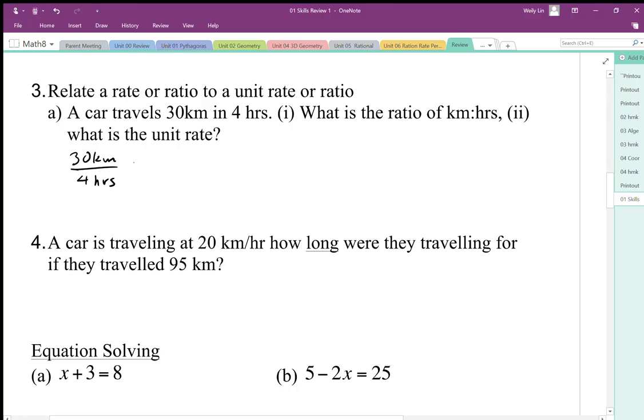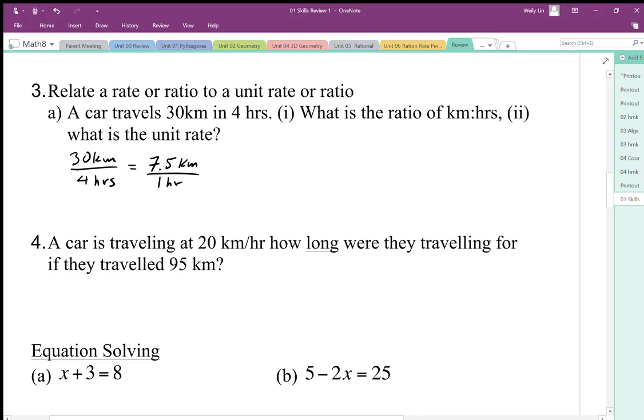If I want a unit rate, that is when we divide. So if I divide, I'm getting a multiplier. So unit rates actually represent multipliers. So 30 divided by 4 is going to be 7.5 kilometers per 1 hour. Okay, so that's a unit rate, and I can still keep it as a ratio like this.